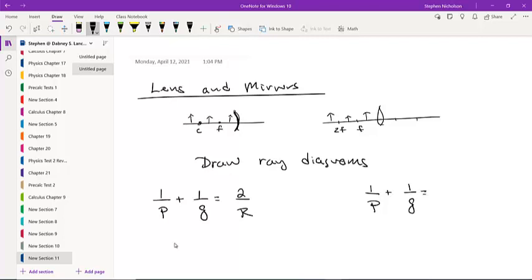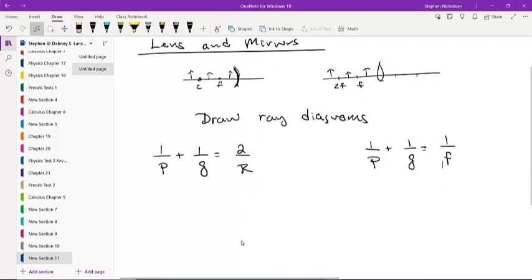They actually are the same if you realize that the focal length for the spherical mirror is 1/2 the radius. So be able to use these, given 2 out of these 3 quantities, where P is the object distance, Q is the image distance, and R is, in this case, the radius. Here is the focal length.